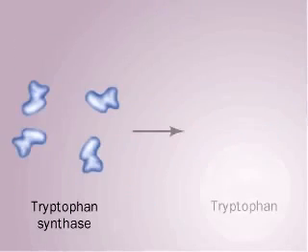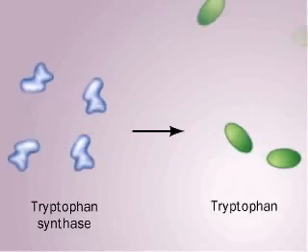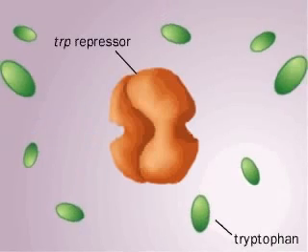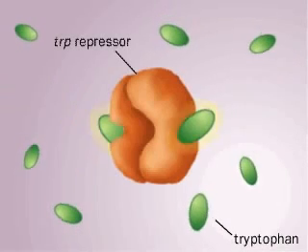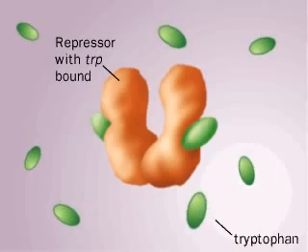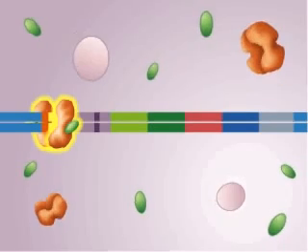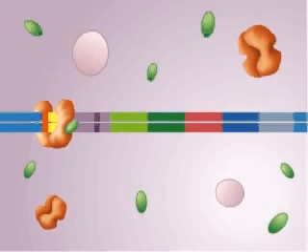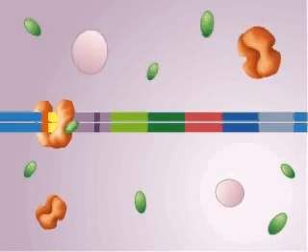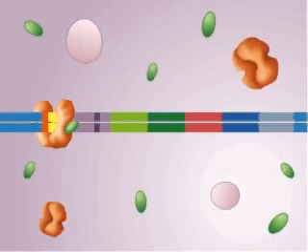As tryptophan is synthesized, it diffuses through the cytoplasm. When it encounters a TRP repressor, it binds a site on the repressor, changing that protein's shape. The repressor can now bind the operator, block polymerase binding, and prevent transcription of the structural genes. Thus, tryptophan is said to be a co-repressor.